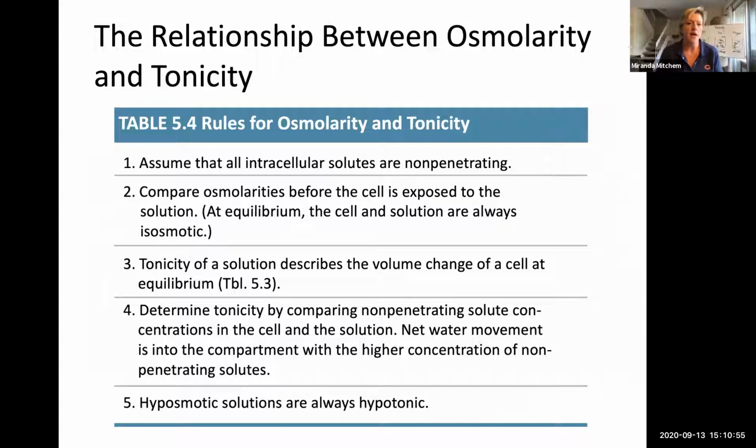Okay, so this is a table out of your textbook, and essentially we need to memorize it. These are the rules when you are looking at the relationship between osmolarity and tonicity. You may not predict osmolarity from tonicity or vice versa all the time. We get one case where we can do that. So we need to understand what to do in the rest of the situation. So we begin with the assumption that everything inside is staying there. So you assume that everything inside the membrane is non-penetrating. It's staying in there. For example, a protein is staying in the membrane.